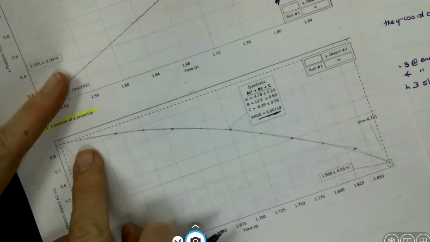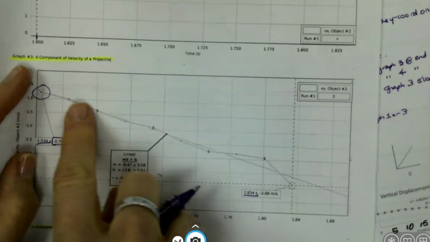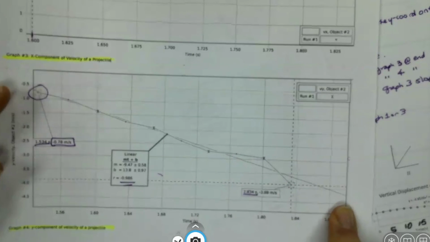With what type of motion is the ball moving on the y-axis? Well, either graph 1 or 3 will tell you. Here you can see it's increasing in the negative direction. Here you have it increasing in the negative direction. So either one.